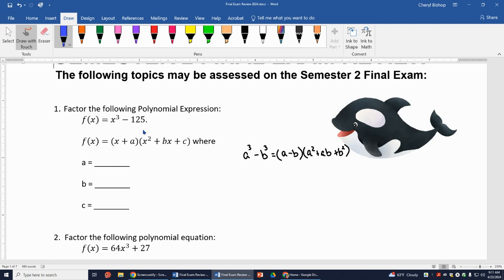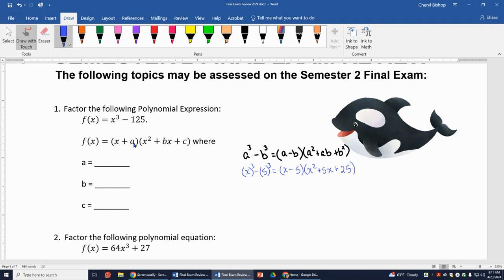So here I can see in this example that I have x cubed, so x is my a, minus this is 5 cubed, so b is 5. So that's going to equal my a value, x, minus my b value, 5. A squared is x squared, plus a times b is 5 times x, plus b squared is 5 squared.